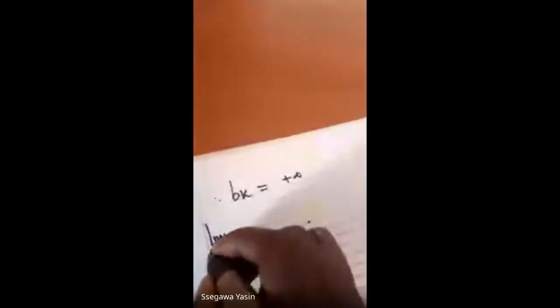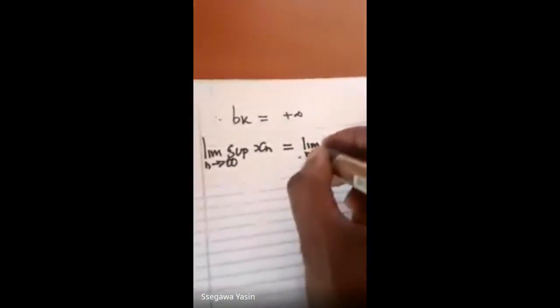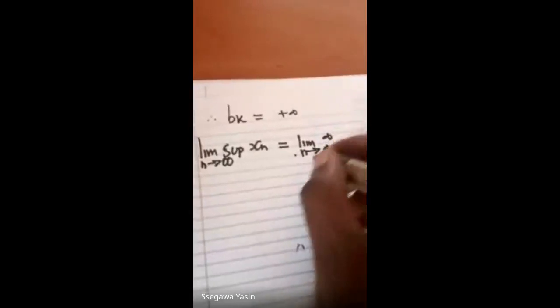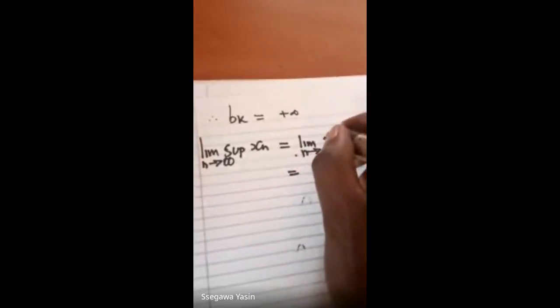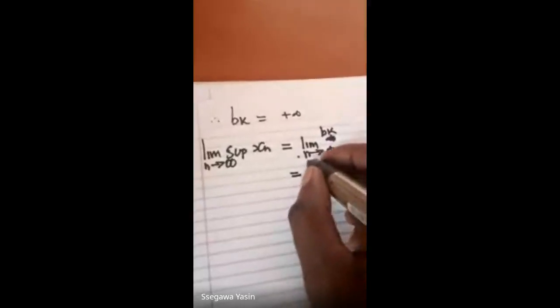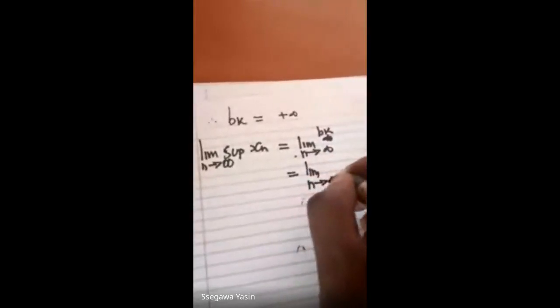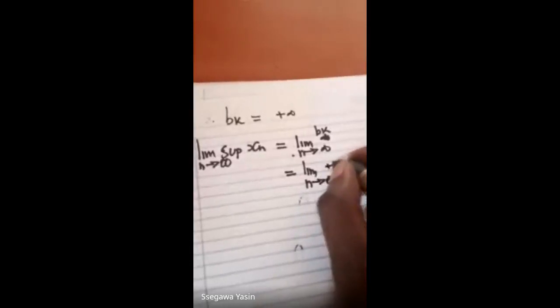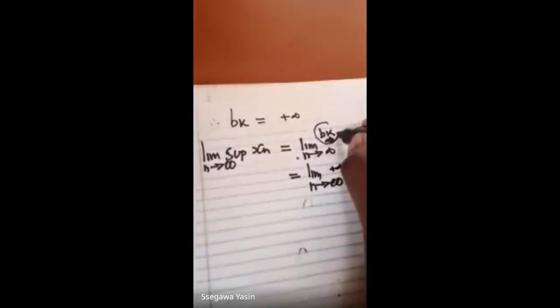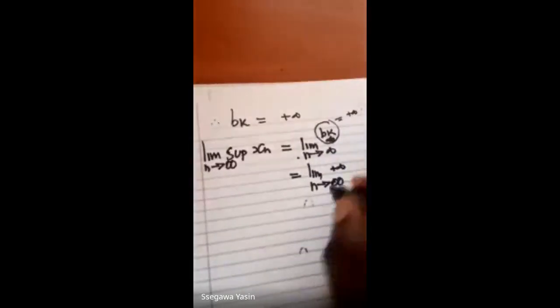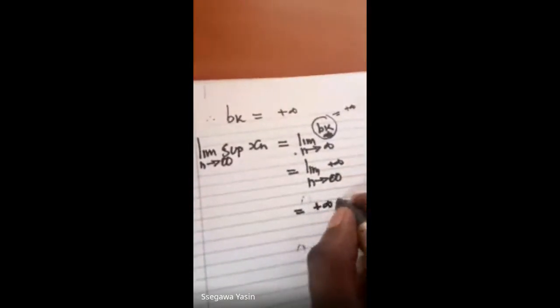So, the limit as n goes to infinity of the sup of xn will equal the limit as n goes to infinity of infinity. Remember, this is the same as just saying bk. And then this is the limit as n goes to infinity of positive infinity, because our bk here is equal to positive infinity, and then finally you're going to have the answer positive infinity.